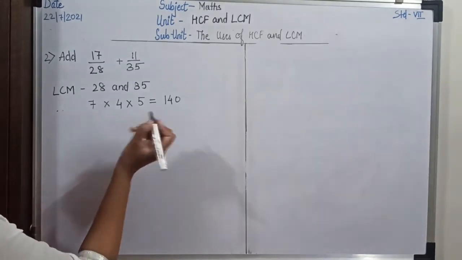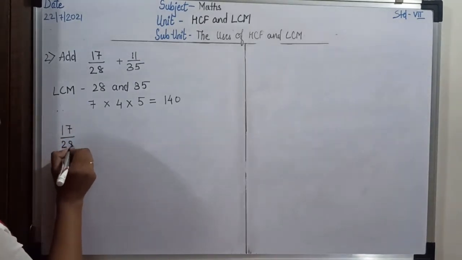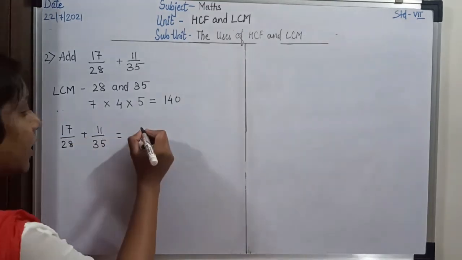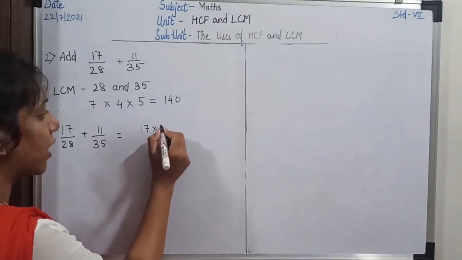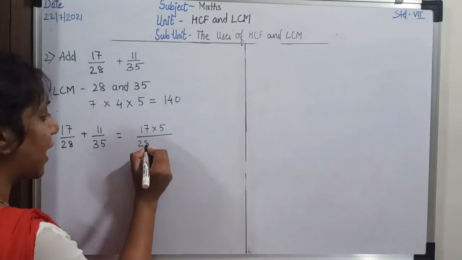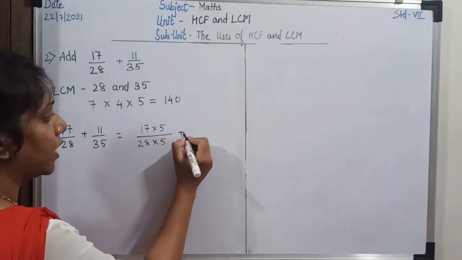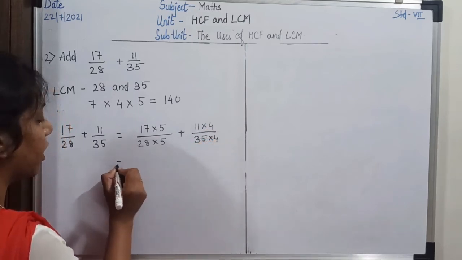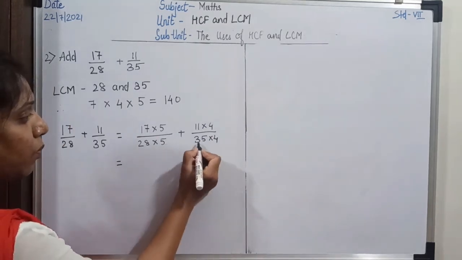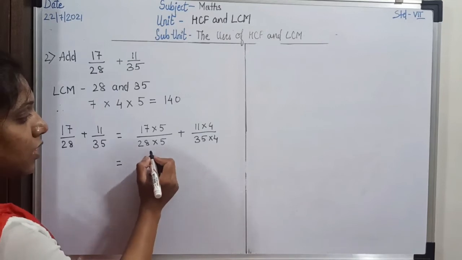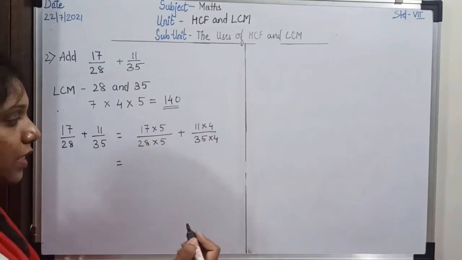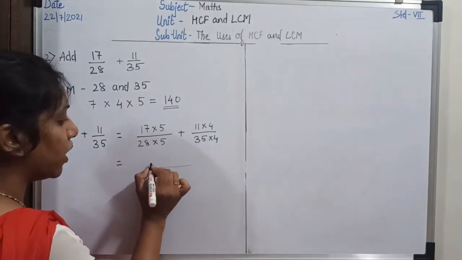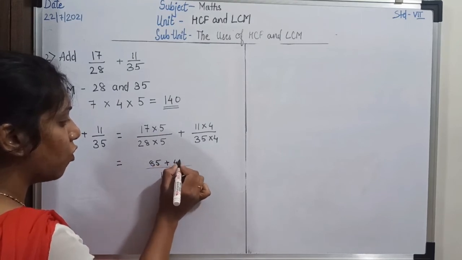Now let us do the addition. 17 upon 28 plus 11 upon 35 is equal to 17 into 5 upon 28 into 5 plus 11 into 4 upon 35 into 4, which is equal to, if you multiply both of these, the answer is 140, our LCM. So 140. So 17 into 5 is 85 plus 44.